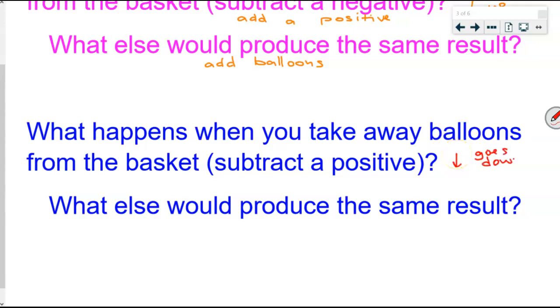What else can I do to make the basket go down? We can add rocks, exactly, we can add rocks to the basket. If I add rocks, that is going to make that basket sink. So what does that mean? Subtract a positive, I can change to add rocks, which are a negative. Add a negative.